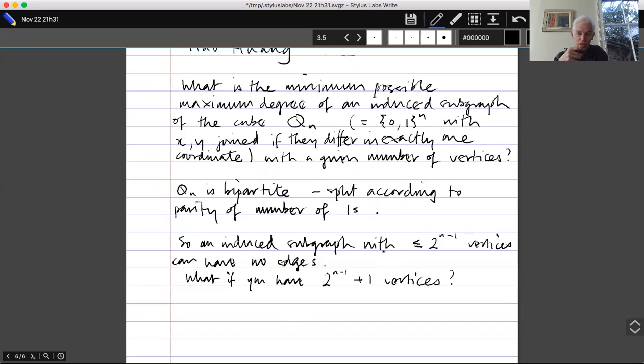So that gives us an example. That gives us nothing at all, because the maximum degree in the entirety of Qn is n. So we can ask, can we do a bit better than that?